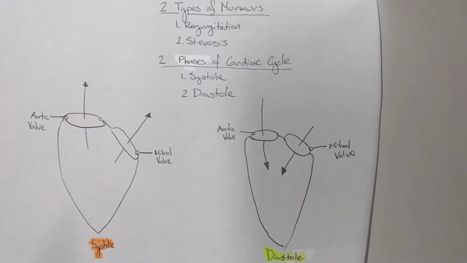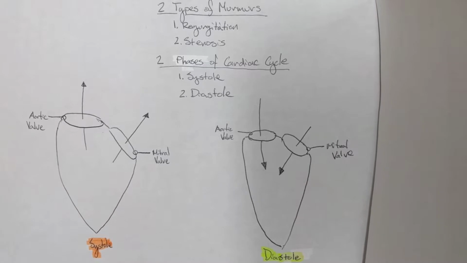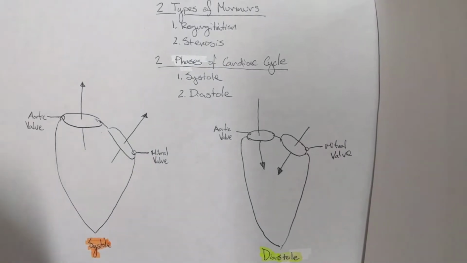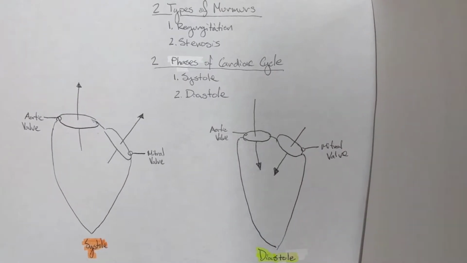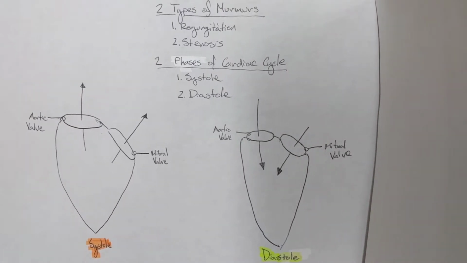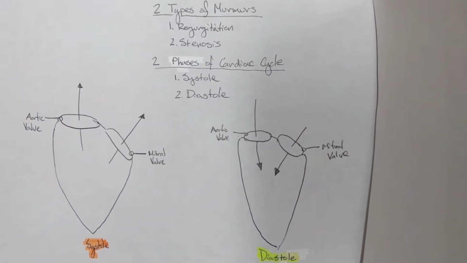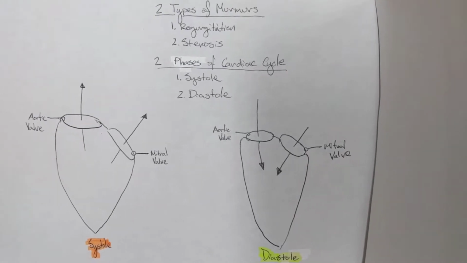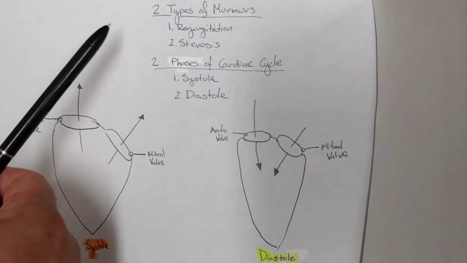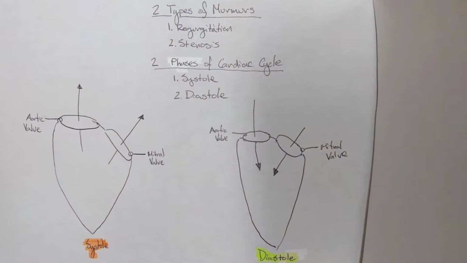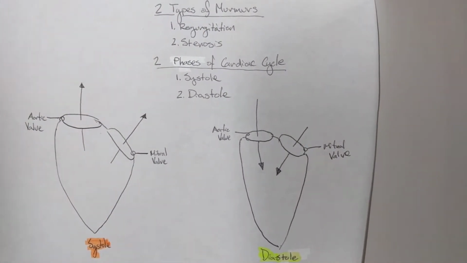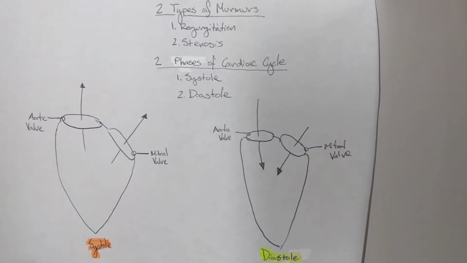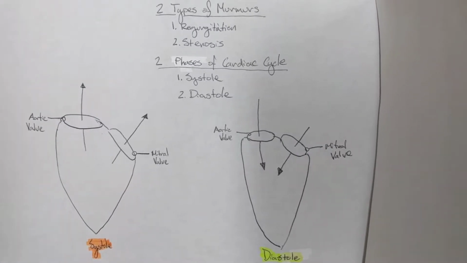Now, during systole, we're going to be pumping blood out of the heart, and during diastole, we're going to be pumping blood into the heart. And so thinking about the two types of murmurs that we're going to find in the heart, we're going to find either a regurgitant murmur or a stenotic murmur. The stenotic murmur is going to be described as a high-pitched murmur. That's going to be from blood flowing across a calcified valve.